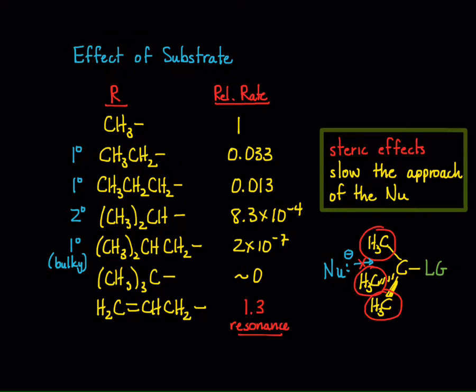Secondary alkyl halides, the rate slows down even more so, but you still can get an SN2 substitution to occur. It's when you get to the tertiary alkyl halides that no substitution is ever going to occur via this SN2 mechanism. Now we do know that tertiary alkyl halides do undergo substitution, and therefore there has to be another mechanism that we will explore in just a little bit. But they do not undergo SN2 substitution.